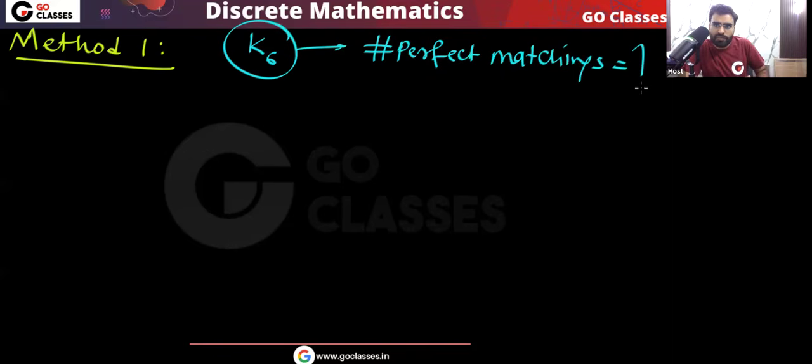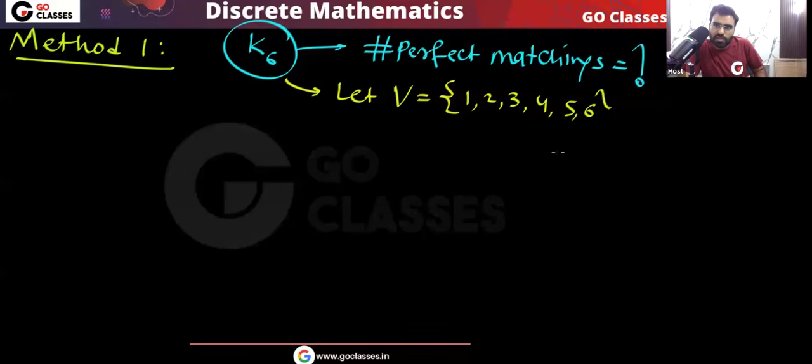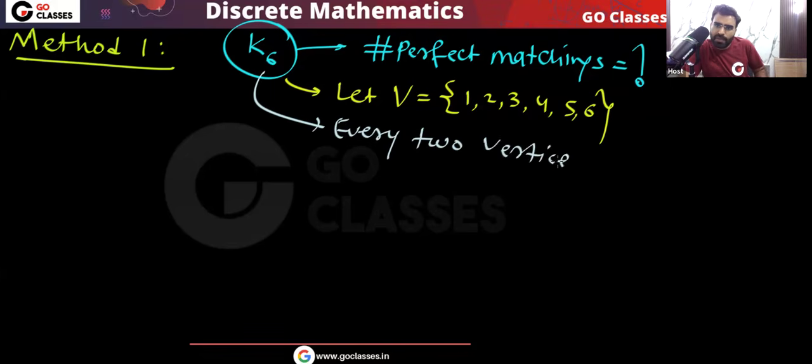This is what we need to find, the number of perfect matchings. For a moment, let's assume that in this K6 the vertices are 1, 2, 3, 4, 5, 6. Because this is a complete graph on 6 vertices, every two vertices are adjacent. Whatever two vertices you take, they have an edge between them.